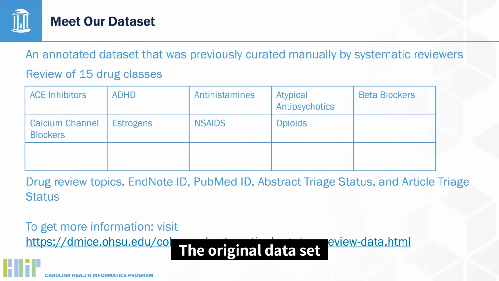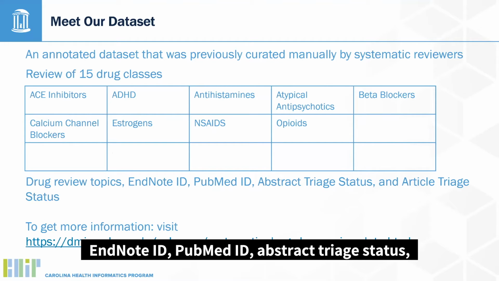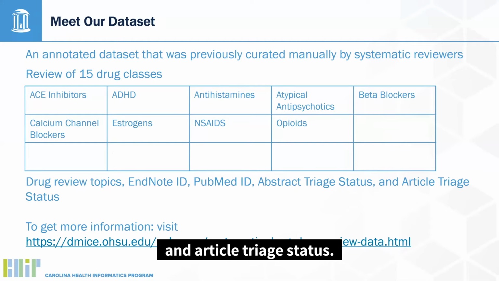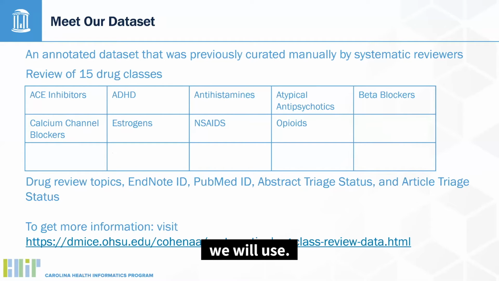The original dataset is a gold standard data file of drug review topics, EndNote ID, PubMed ID, abstract triage status, and article triage status. Please go to Jupyter Notebook and run the codes there to get the final dataset we will use.